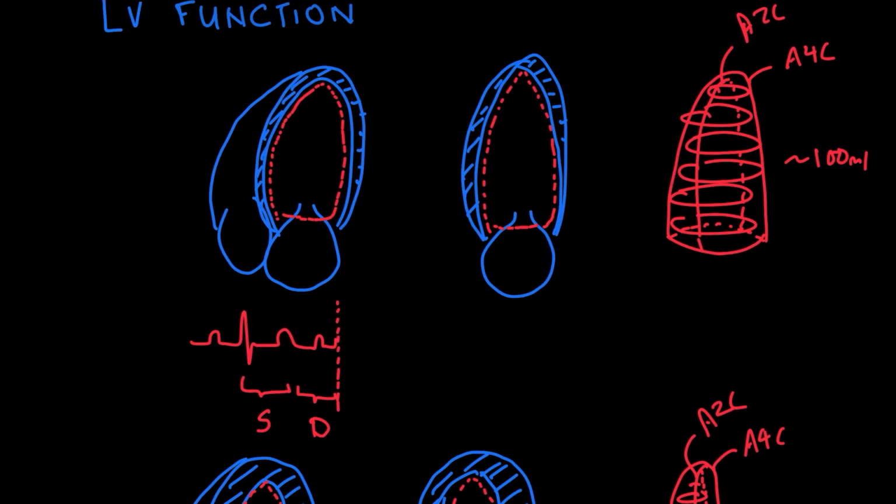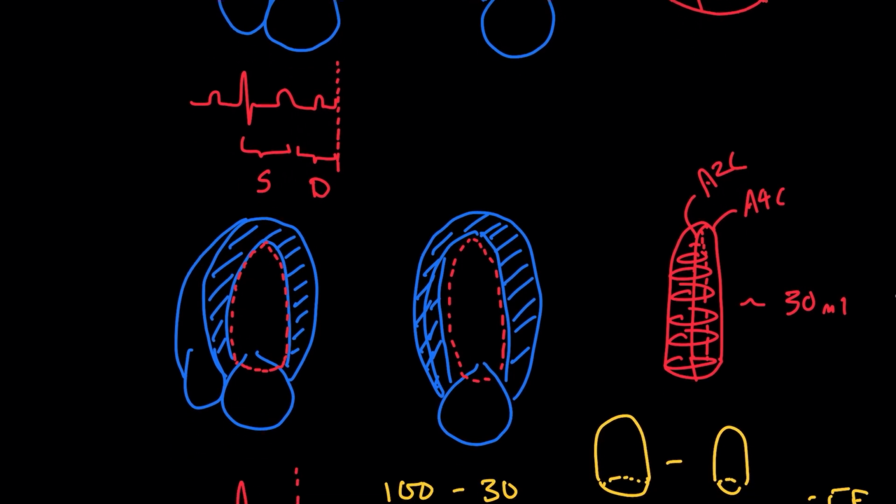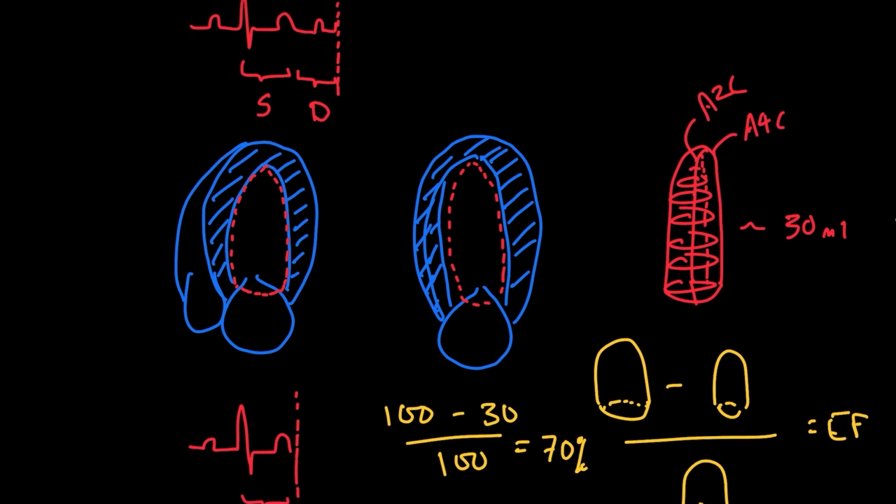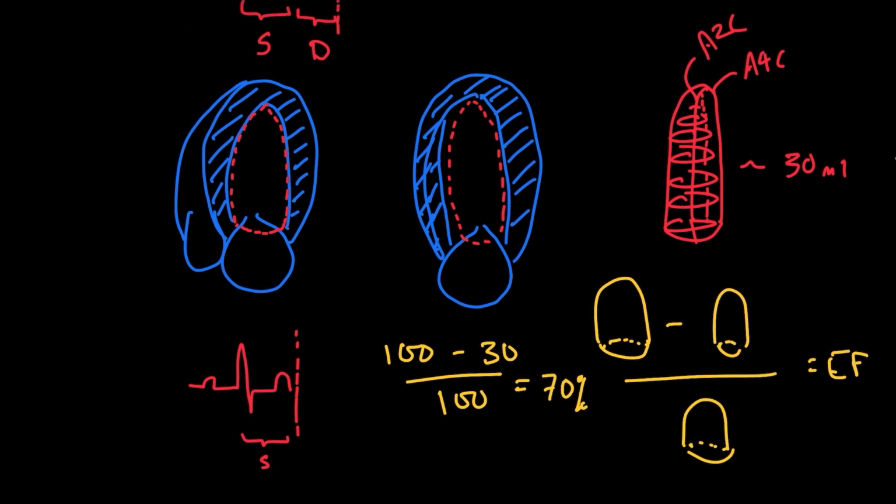So again, just to recap, we measure the area in two roughly orthogonal views at the end of when the heart is filling up with blood. We measure the smallest volume of the heart at the end of when the heart has pumped out much of the blood. We take the difference of those divided by the larger volume, and that gives us our ejection fraction, and that is how we like to quantify left ventricular function.